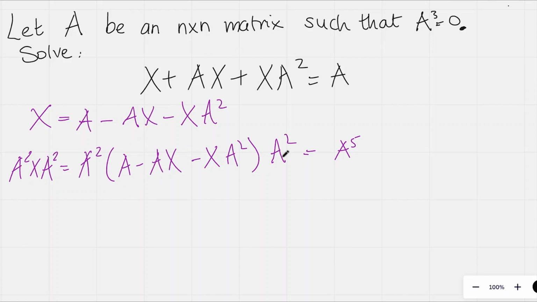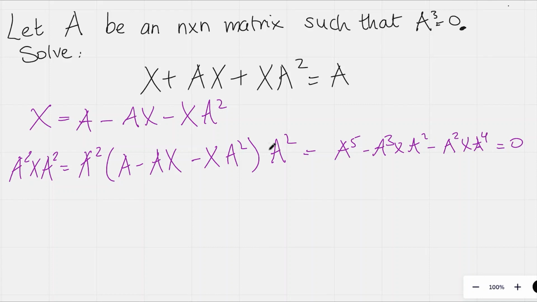What about this middle term? Well, that's going to give me minus A cubed X A squared. Look, I have an A cubed here, so it's going to be 0 times some matrix, so still 0. And this last term here is going to be A squared times X times A squared times A squared, so minus A squared X A to the 4. But A to the 4 is going to be 0. So each of these terms here are going to be 0. So I've worked out that A squared times X times A squared has to be 0.